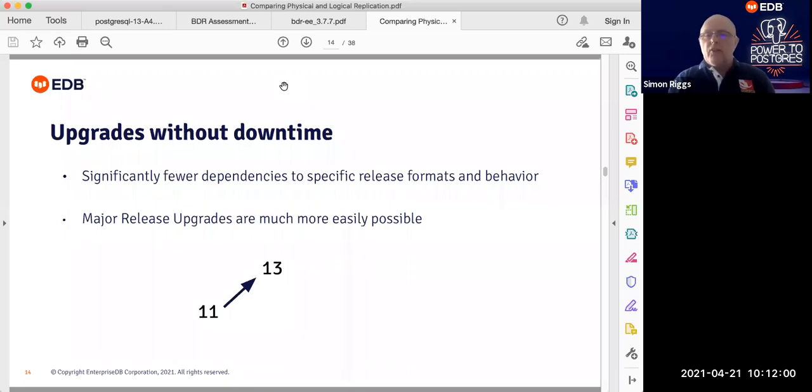So logical replication supports upgrades without downtime very easily. And that was one of the main reasons why we wanted to introduce this new technology. So upgrading from Postgres 11 to 13, for example, is particularly straightforward just by using logical replication.